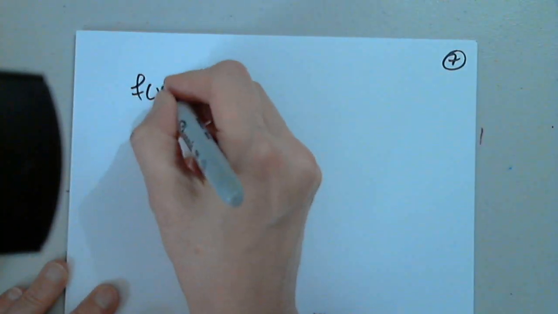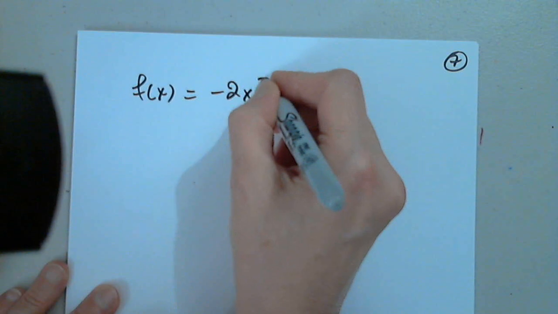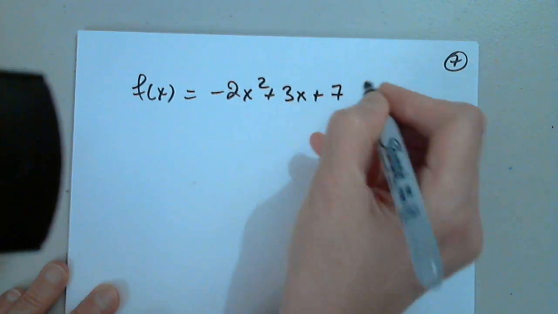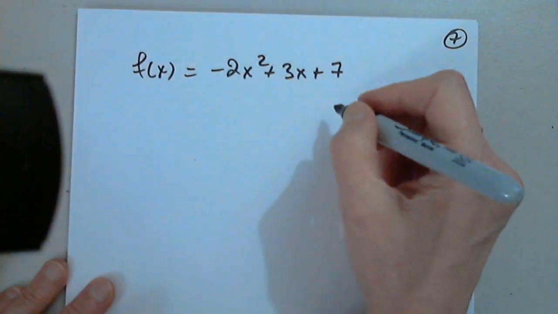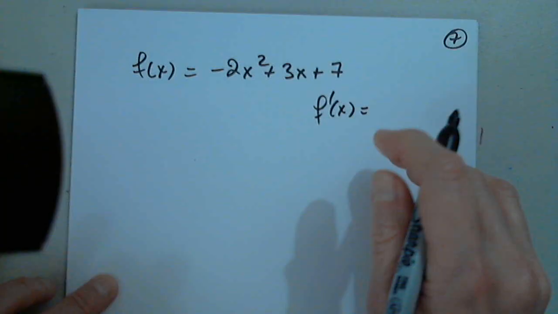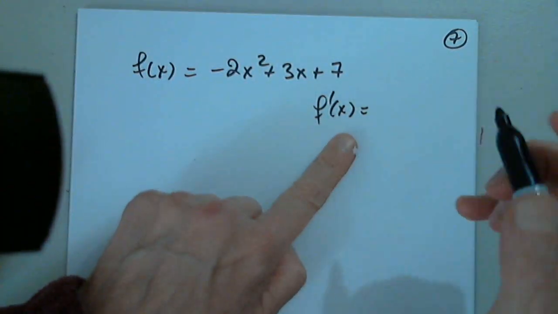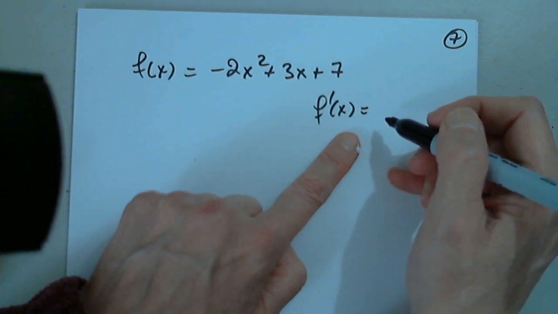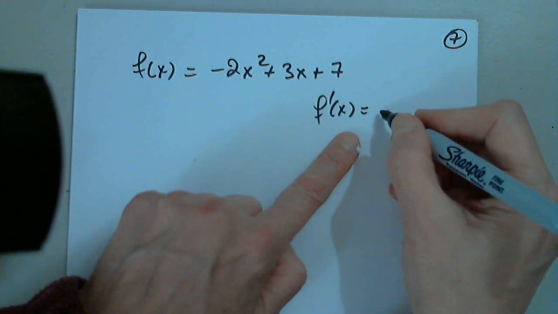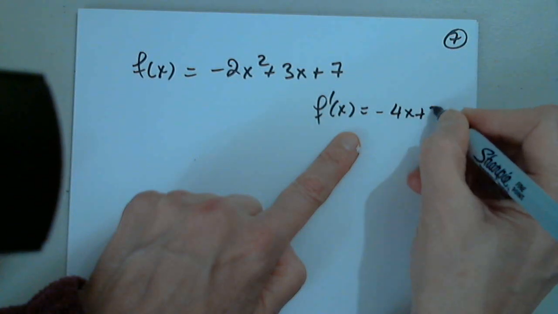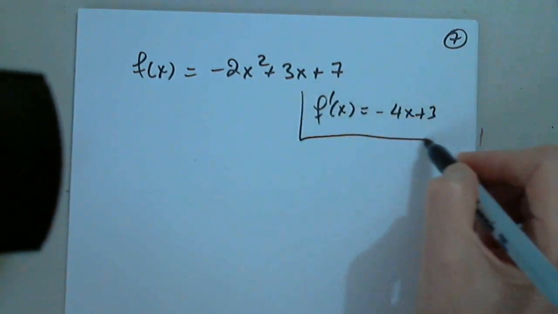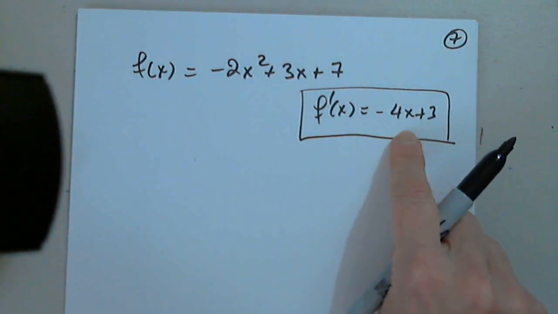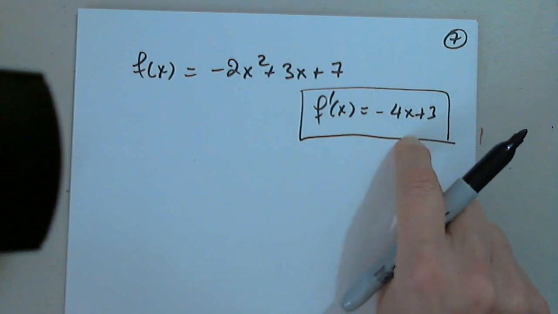So let's say f of x is negative 2x squared plus 3x plus 7. With differentiation rules immediately, what should I find? What is the answer in a blink using differentiation rules? Negative 4x plus 3. Good. But this is what I know I'm going to have to get. This is the answer I have to get.